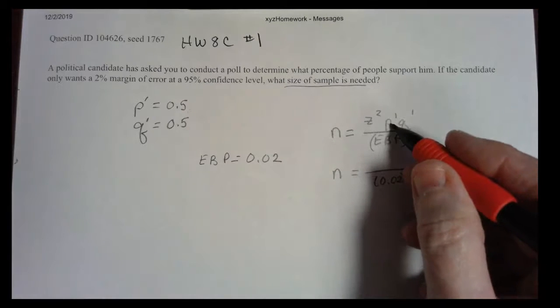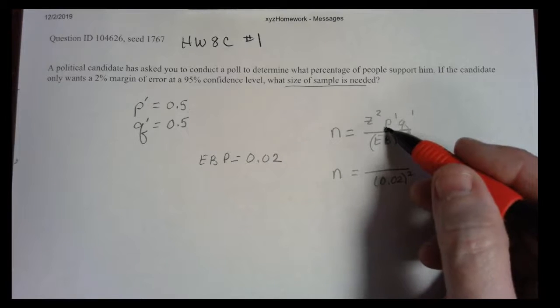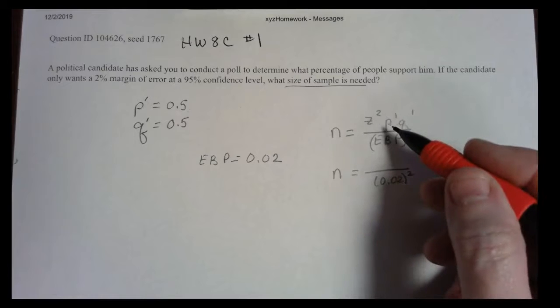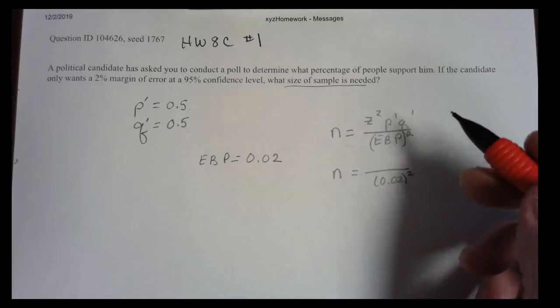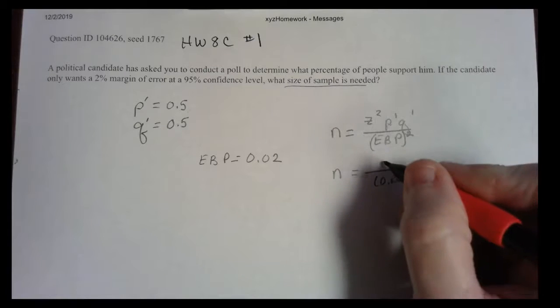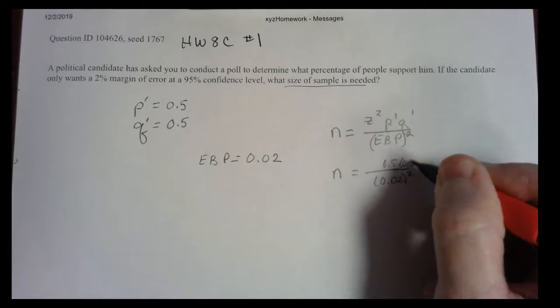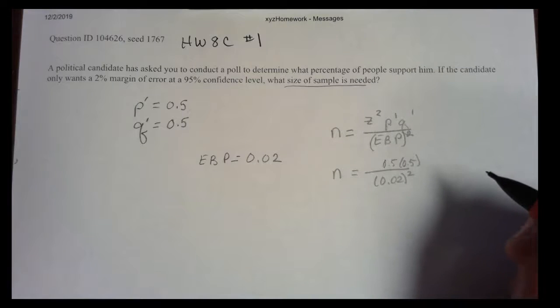My P prime, and there's also a P hat that your book talks about too, P prime and P hat are the same thing. They're both the point estimates for our proportion. So we have our P, which is 0.5, and we have our Q. And all we need is this Z, and we're going to square it. So we need to figure out what our Z is.